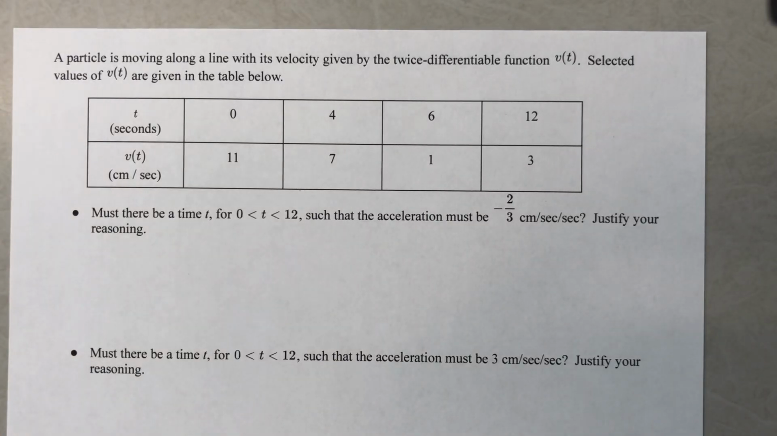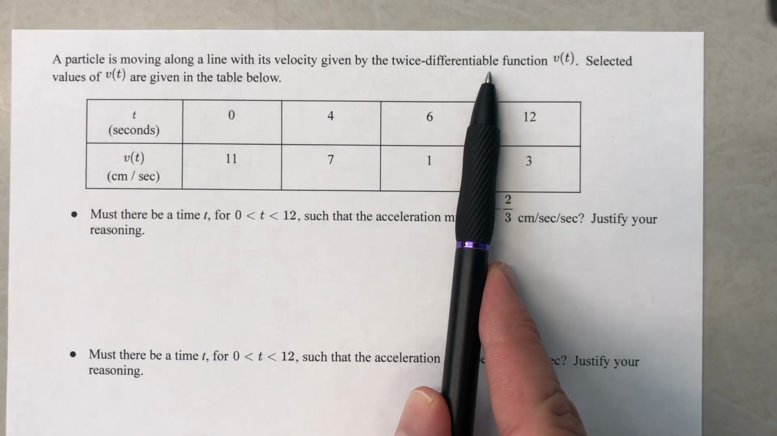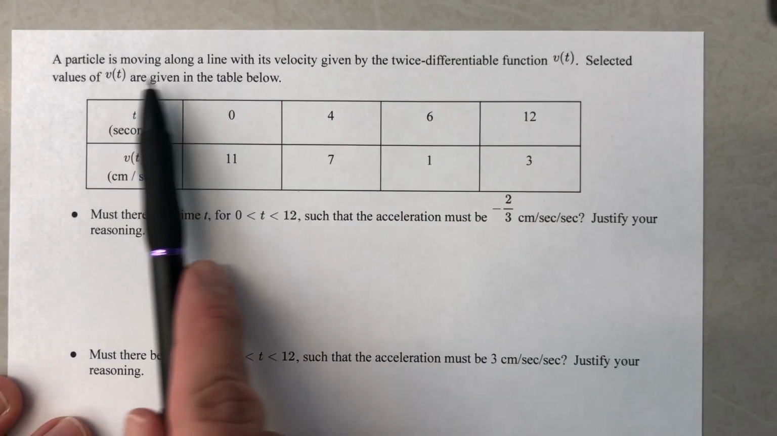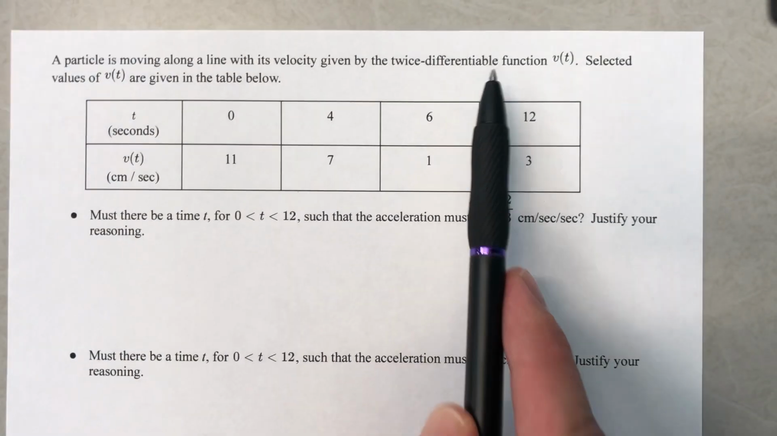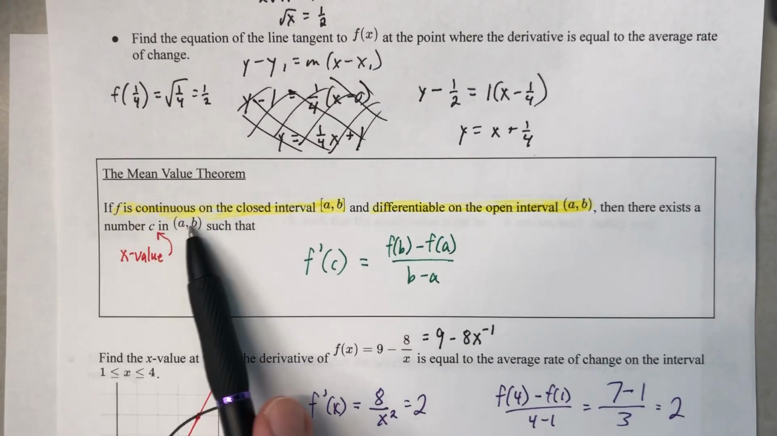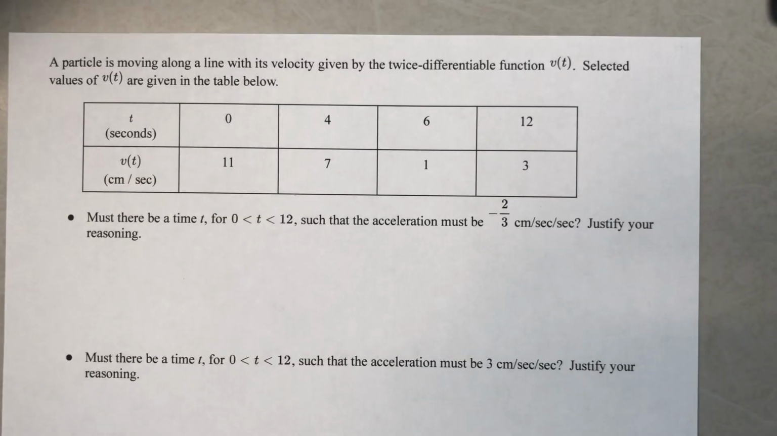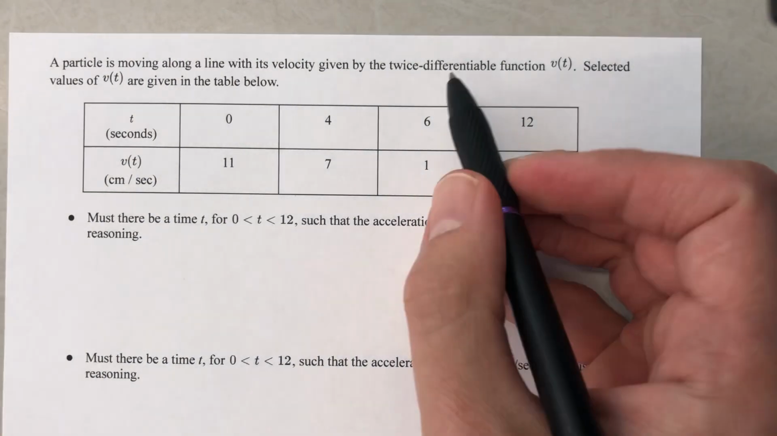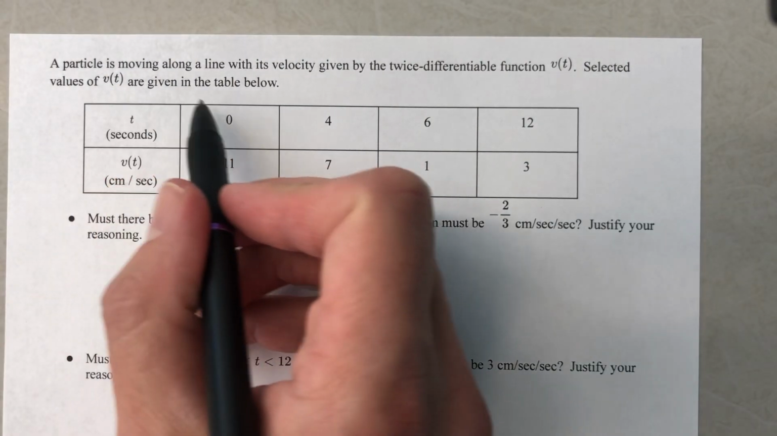A particle is moving along a line with its velocity given by the twice differentiable function v. Stop right there. Sometimes you'll be reading a problem and it says, all wordy, twice differentiable. Good to know, because we have to have continuity and differentiability. Differentiability implies continuity, okay? So we're going to need that. Selected values of v are given in the table below.